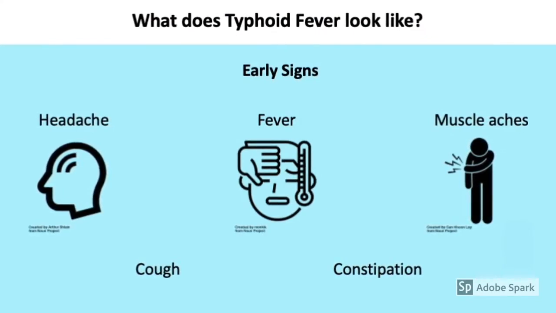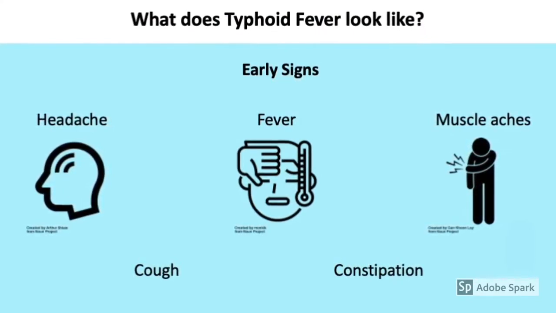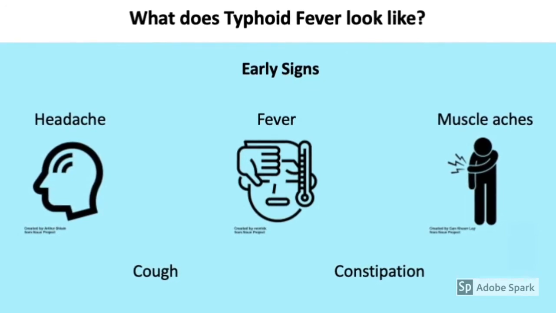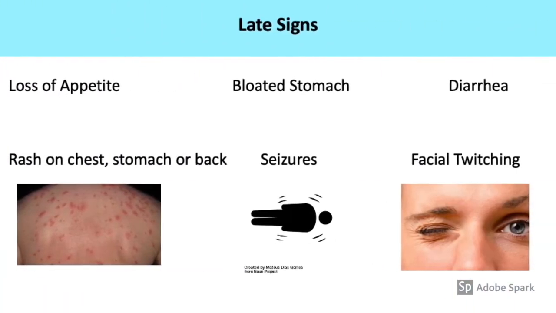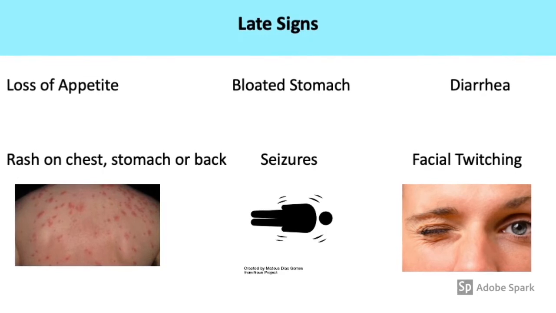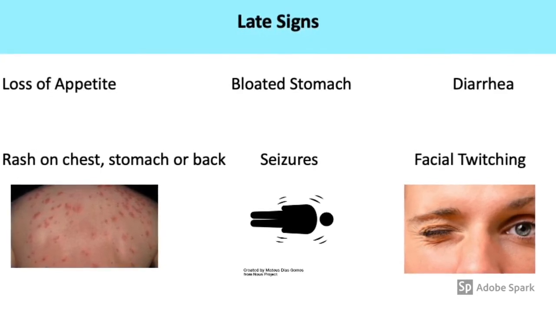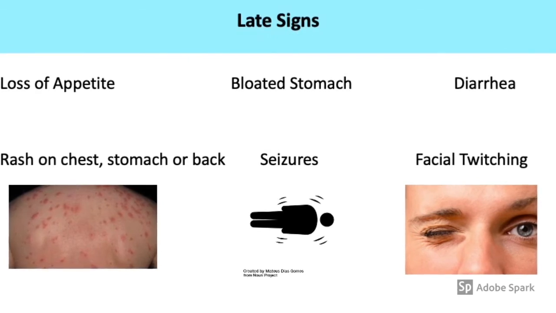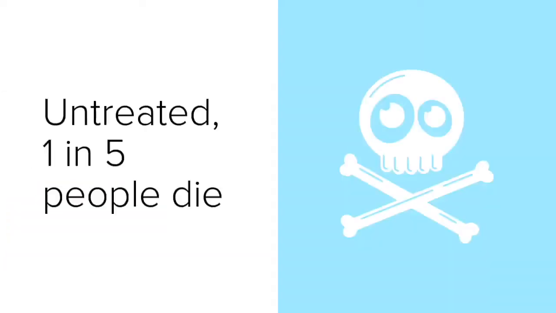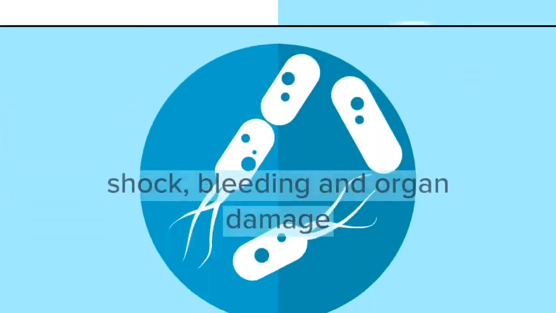What does typhoid fever look like? Early signs of the disease include headache, fever, muscle aches, a cough, and constipation. Late signs include loss of appetite, bloated stomach, diarrhea, a rash on the chest, stomach, or back, seizures, and facial twitching. If left untreated, 1 in 5 people with typhoid fever will unfortunately die.